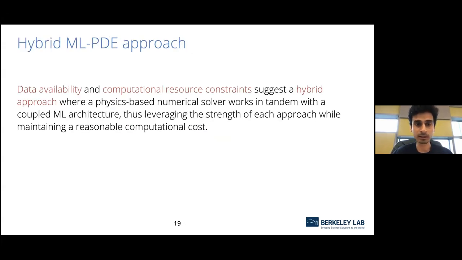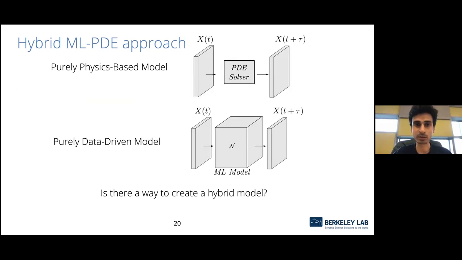Basically, data availability and computational resource constraints suggest that a hybrid approach, where a physics-based numerical solver works in tandem with a coupled machine learning architecture, which leverages the strength of each approach, could have a reasonable computational cost while still maintaining good accuracy.